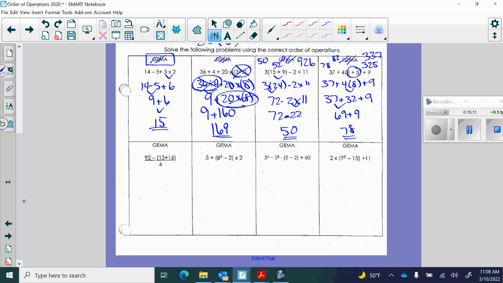Okay, our next one. This one gets a little tricky because this division bar is a grouping symbol. So I'm going to do everything on top first, and then I'm going to divide it by 4. So this is actually a double grouping symbol. I have my division bar as a grouping symbol, and I have the parentheses as a grouping symbol. So within the grouping symbol, I'm still going to do the grouping symbol first. Oh, I forgot to get the answers.